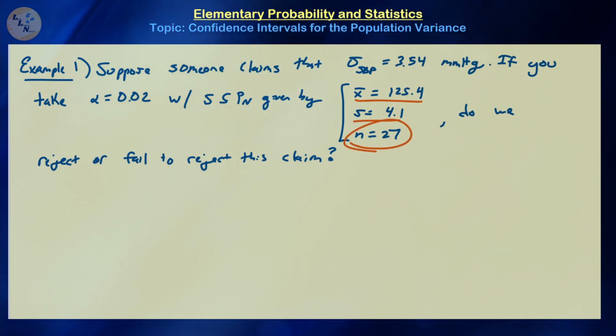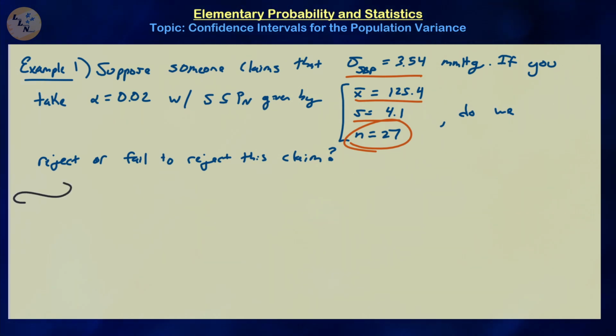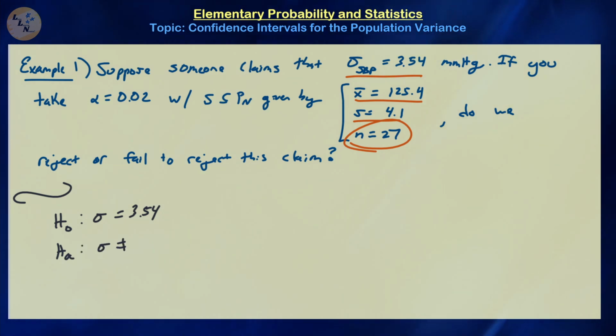Based on this evidence, do we reject or fail to reject the claim that the standard deviation of the population is 3.54? So pretty much what we can do is calculate a confidence interval, see if 3.54 belongs to it, and that gives us some evidence to reject or fail to reject. So let's formally state our null hypothesis. The null hypothesis is that sigma is equal to 3.54, and let's choose a two-sided alternative. In particular, sigma is not equal to 3.54.